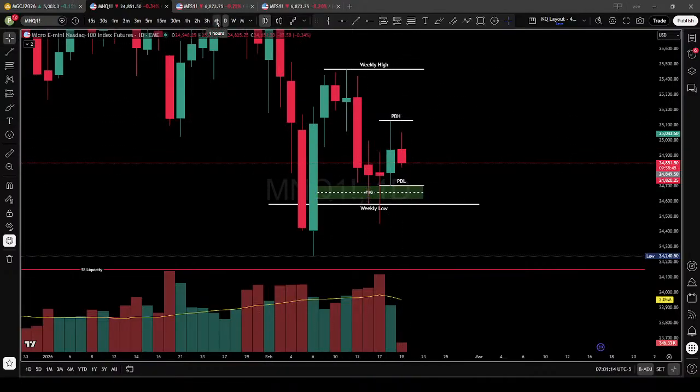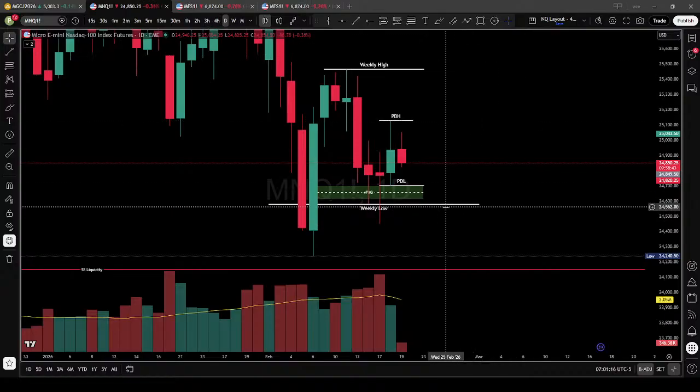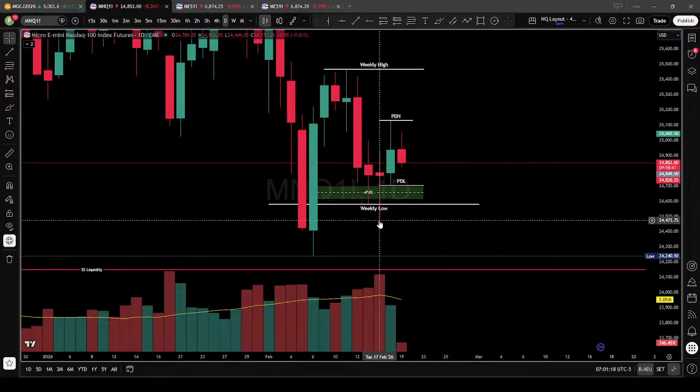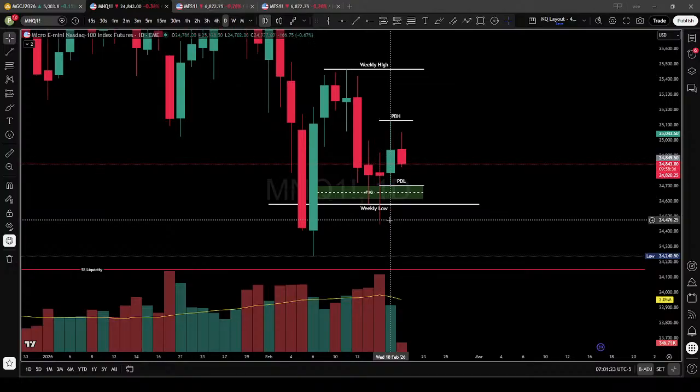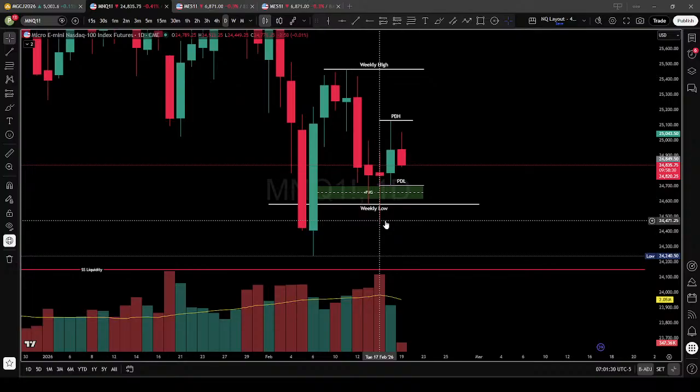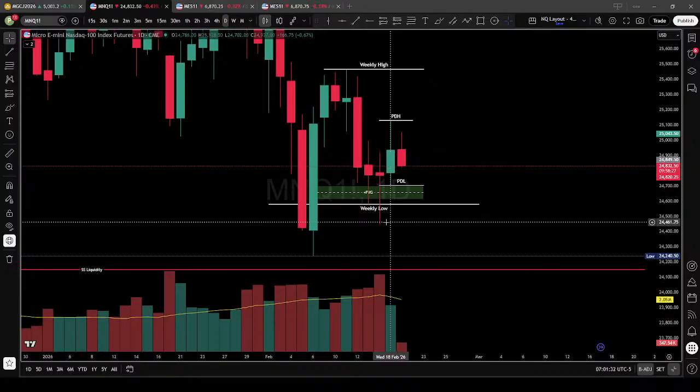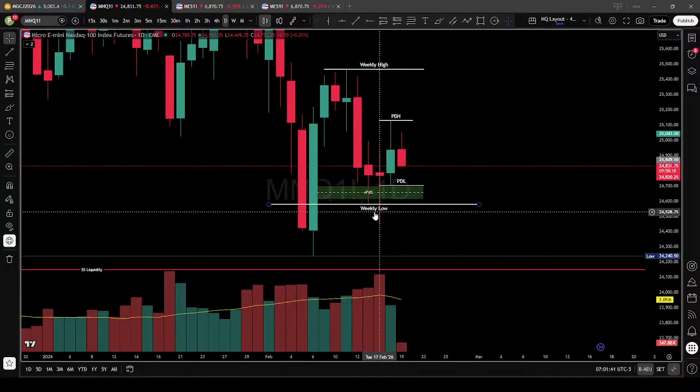So also the closing: what is the highest high of this red candle here? It's 24,922.25. What is the closing of this green candle? It is 24,937, which is 15 points higher than previous Tuesday's high. So let's start with the journaling part.